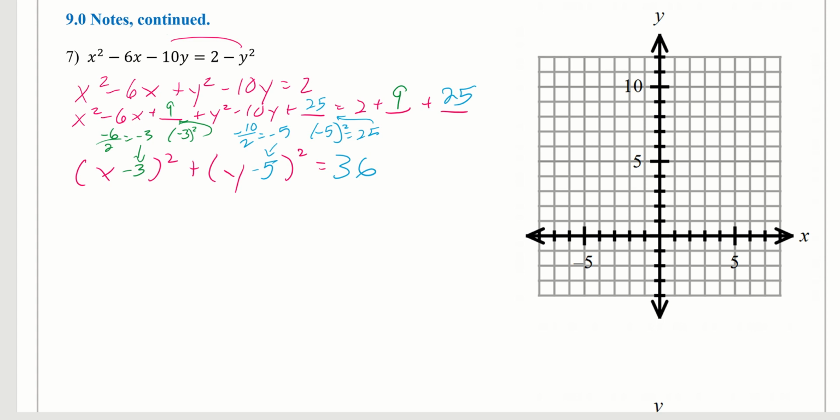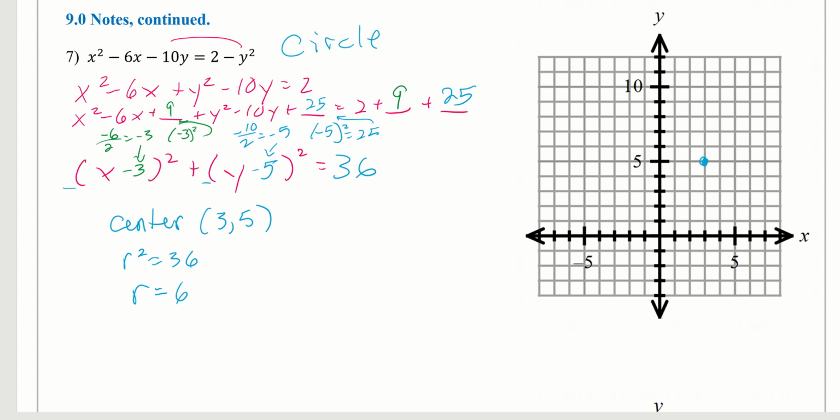Cool. So now if you notice, a couple things that tell me that this is a circle is my coefficients match, aka they're 1, and it is a plus. Right? So the nice thing is I can just leave it as is. I don't need to set it equal to 1. So my center of the circle is going to be 3, 5. And then my radius, at least radius squared, is 36. So my radius is going to be 6.